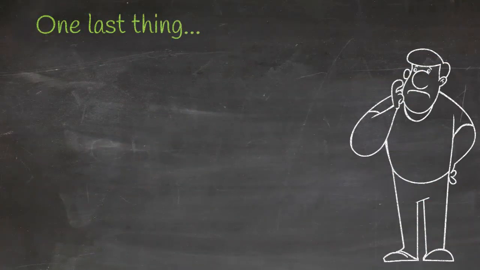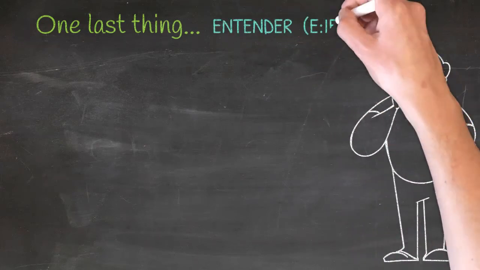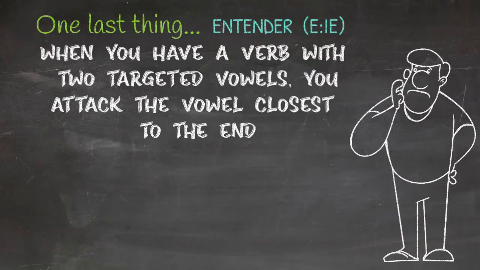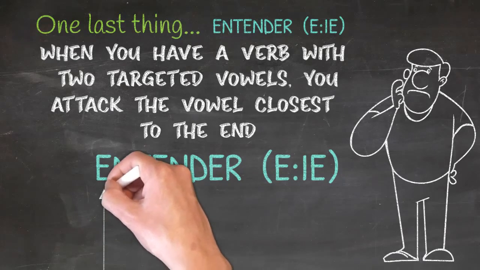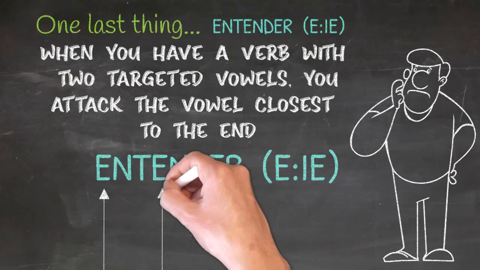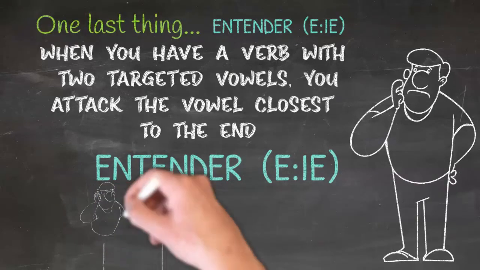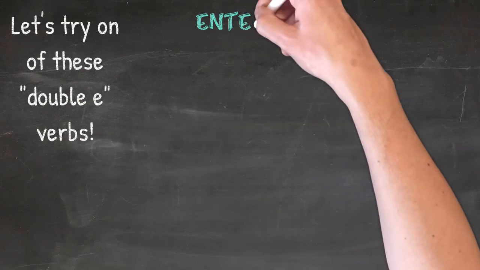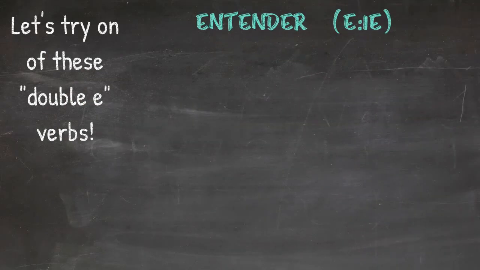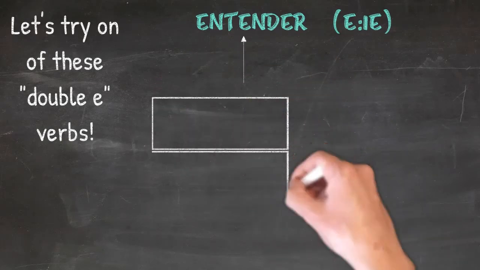And there's one more thing. You'll find verbs, typically ones that have 2 E's, where you have to decide which E do I change. The rule of thumb is that we always go for the one closest to the end. In this case, it's going to be that second E. Let's see what it looks like. This will be our last verb. It's a double E verb, but we take the second one, or the one closest to the ending. There's the E we're going to swap out.